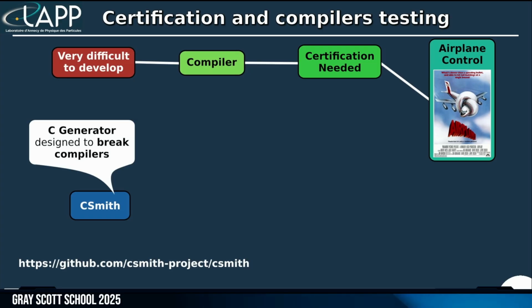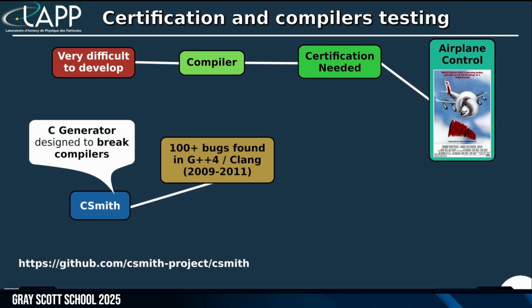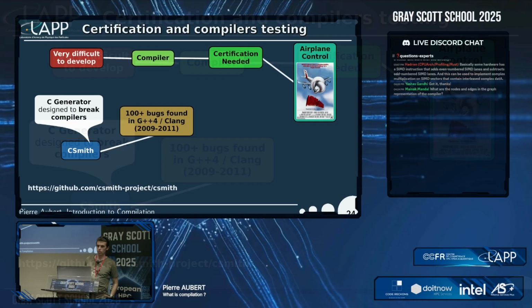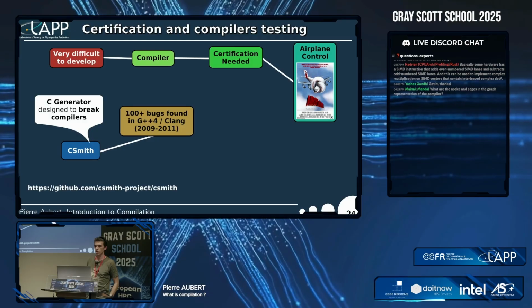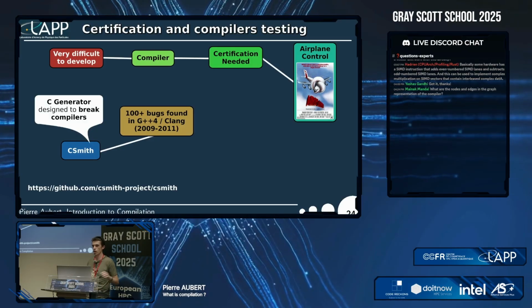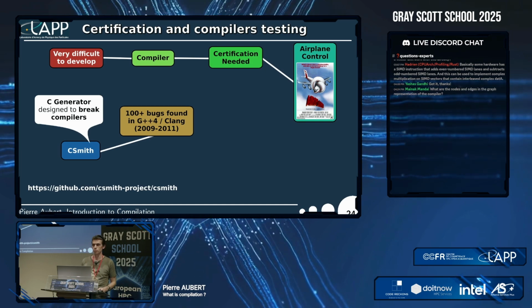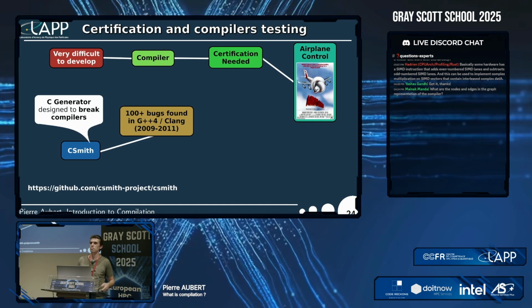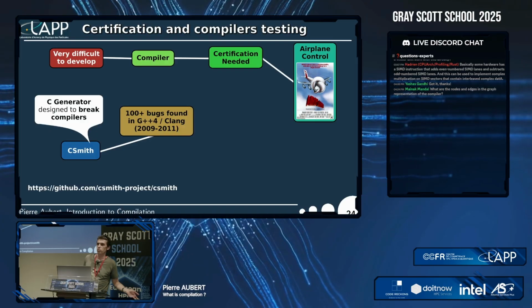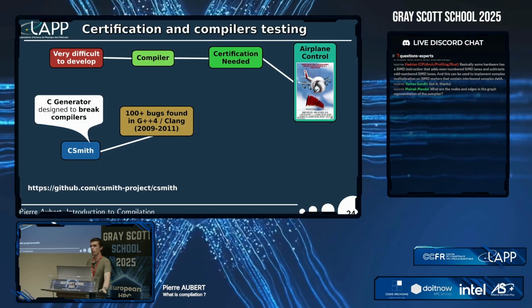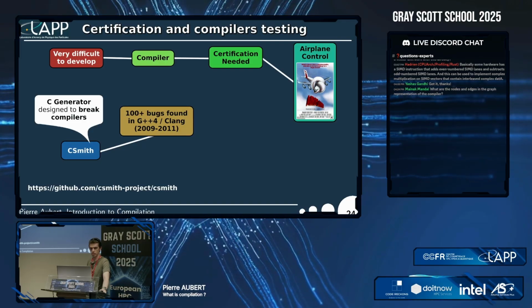And they ran that on all the compilers they had at the time. So it was about 14, 15 years ago. And they discovered more than 100 bugs in G++ 4, Clang at this point, all the compilers of this time. It was really a catastrophe at this point. So if you are still stuck with G++ 4, I'm sorry for you, because you will have some trouble. The good point is now all the bugs are normally more or less fixed.